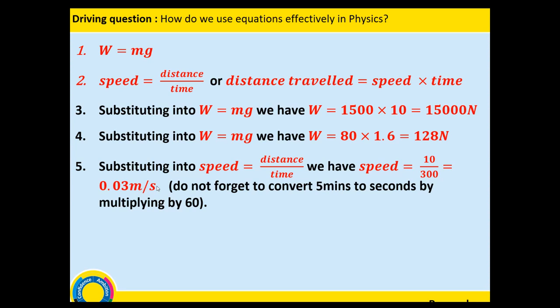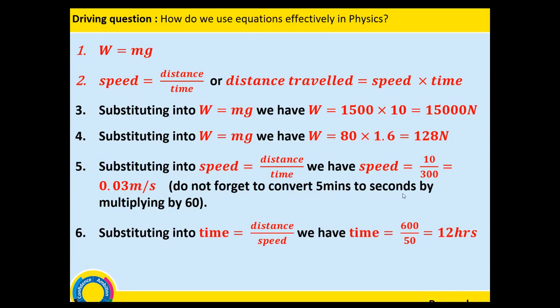The last question says, a car cruises at an average speed of 50 miles per hour. How much time will it take to go 600 miles? So it says how much time. That means we're going to rearrange the equation to make time the subject of the formula. And that means we'll have an equation of time equals distance divided by speed. So that's what the equation should look like, and these are answers. So the car will need 12 hours to cover the distance of 600 miles if the car has been driving at an average speed of 50 miles per hour.